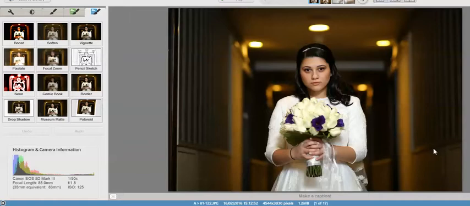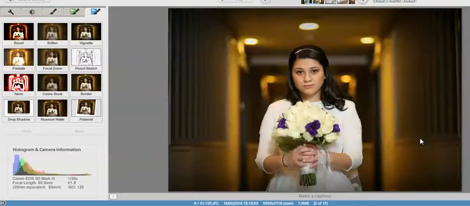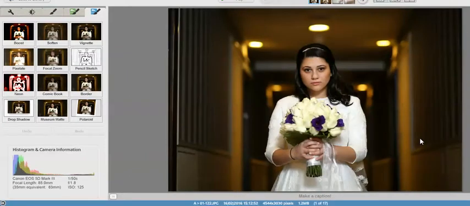So anyway, this image here, see this image? What do people think of this image? Yeah, it's nice. It was worth taking. Look at the background here. She's lit with flash.